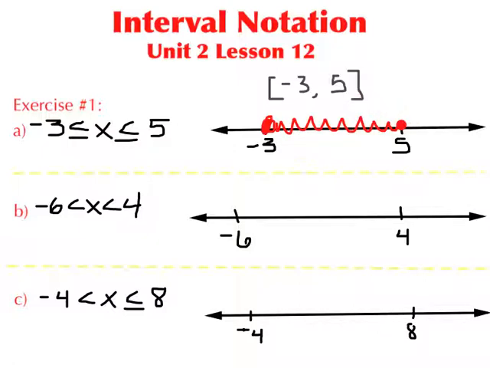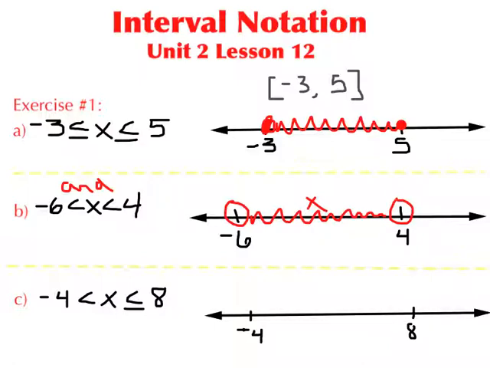Let's look at B now. B says -6 less than x less than 4. So that means I'm going to have an open dot on -6, open dot on 4, and I'm going to shade in between. My x is in between my numbers, so therefore I'm going to have a dumbbell. This is an AND statement. Don't forget that. It is an AND statement. Looks like a dumbbell. My x sits right inside there.